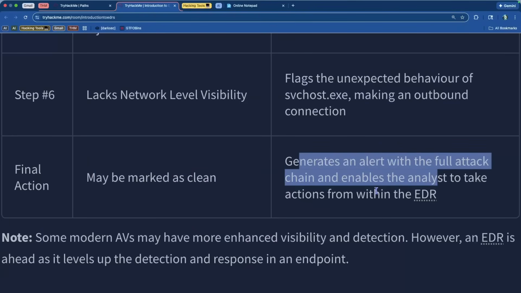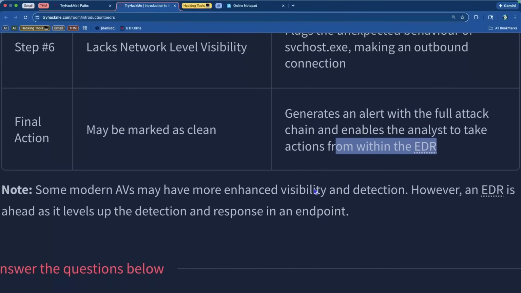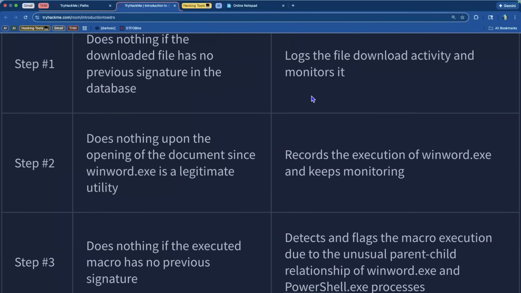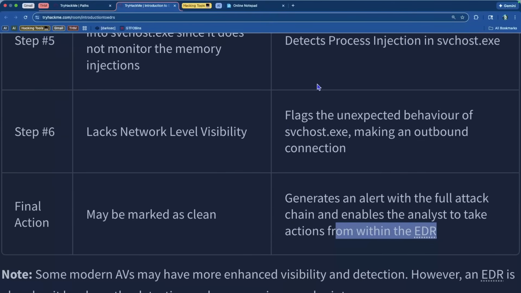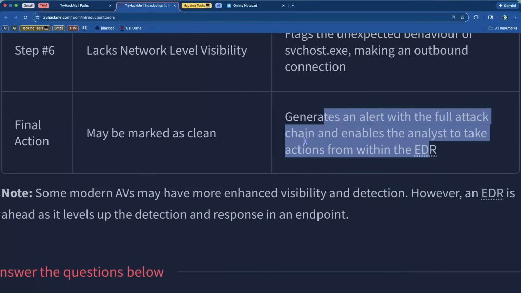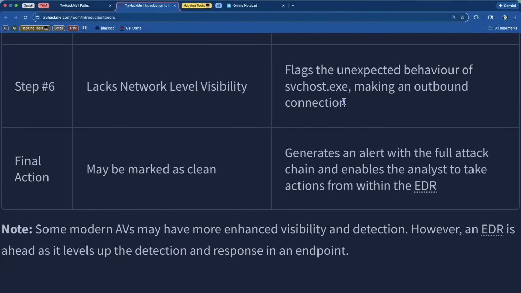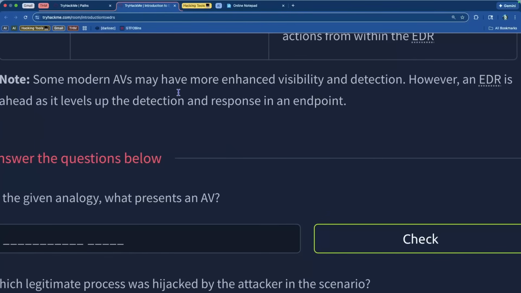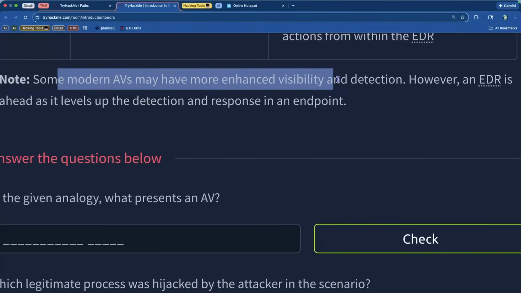But on the EDR, it generates an alert with a full attack chain and it enables the analyst to take actions from within the EDR. You see? So the EDR connects all of the steps together to build the full chain of what happened. And it can actually detect the network connections that are taking place to establish what's going on outside of the local host. So there's a note that says some modern AVs may have enhanced visibility and detection.